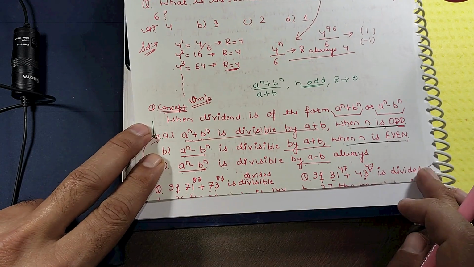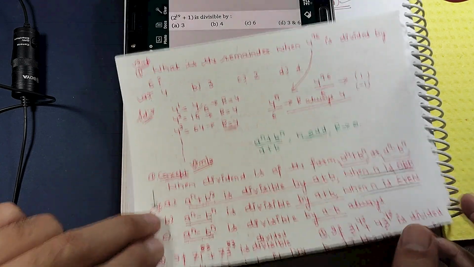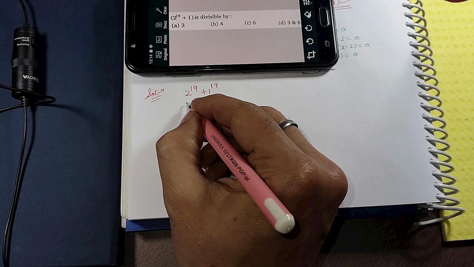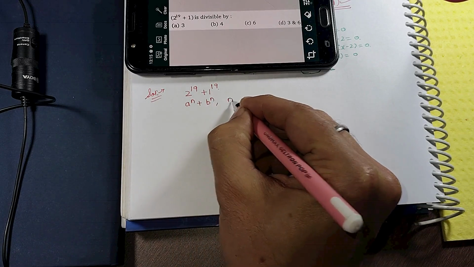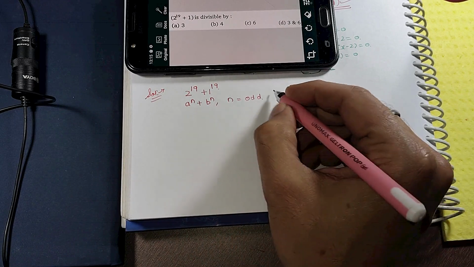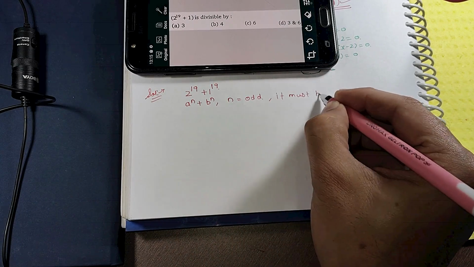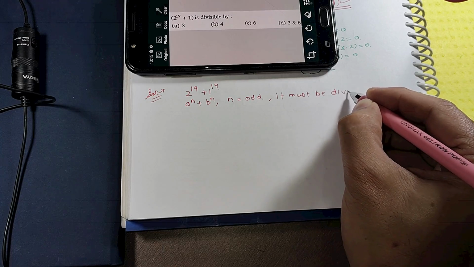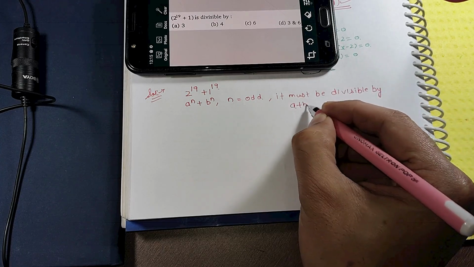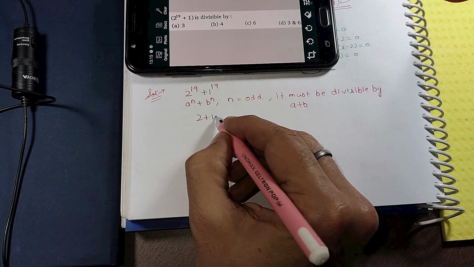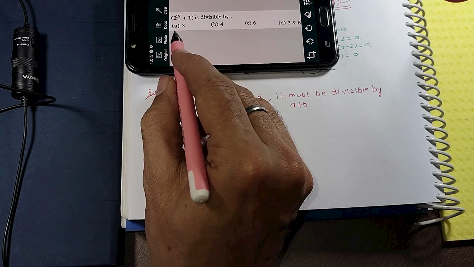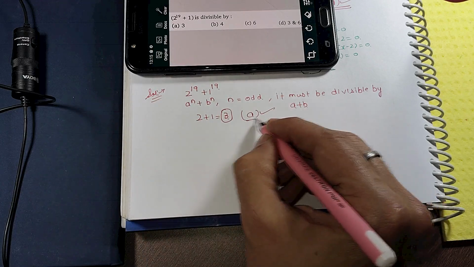So I will write, you can take a screenshot of this also. So a raised to power n, this is of the form a raised to power n plus b raised to power n, and n is odd, so it must be divisible by a plus b. So here a is 2 and b is 1, so it must be divisible by 2 plus 1 equal to 3. So option number A is the right option.